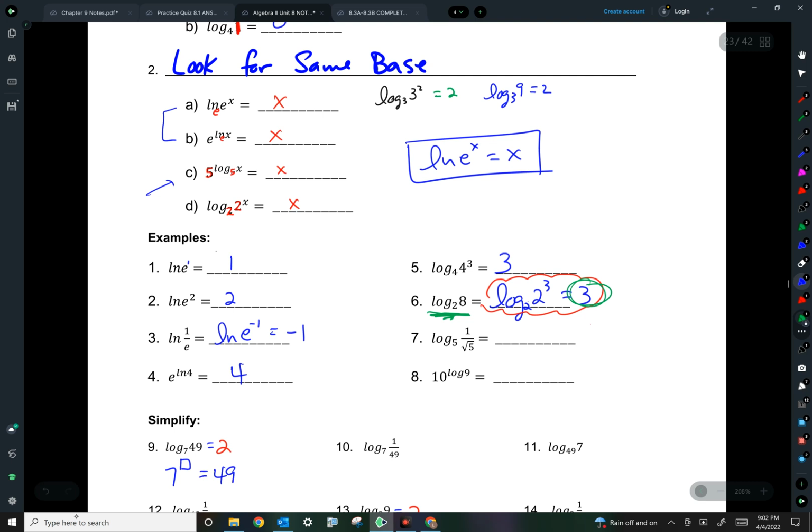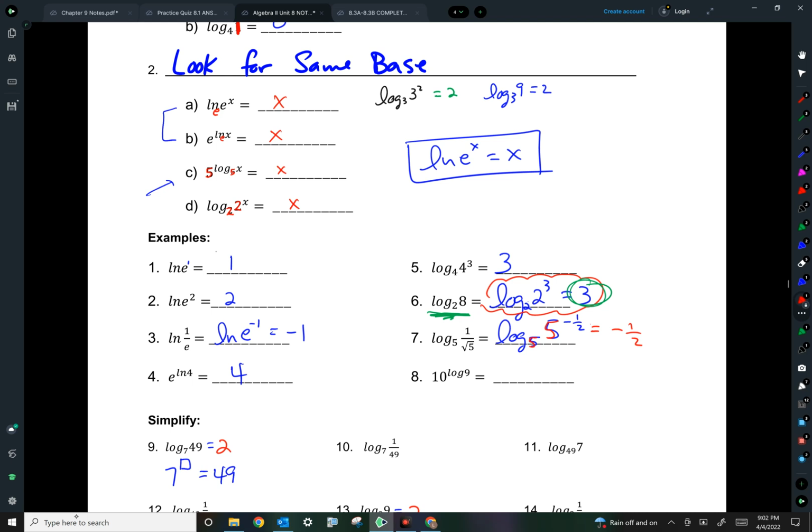Okay, so for number 7, what I actually have here is log base 5. Well, 1 over square root of 5, isn't that like having a negative exponent? Isn't that like saying 5 to the negative 1/2? Negative because it's in the denominator, 1/2 because it was square root, right? Square root means exponent of 1/2. And so now you see, hey, look, it's got those 5's that are the same. So isn't the answer just the exponent, negative 1/2?